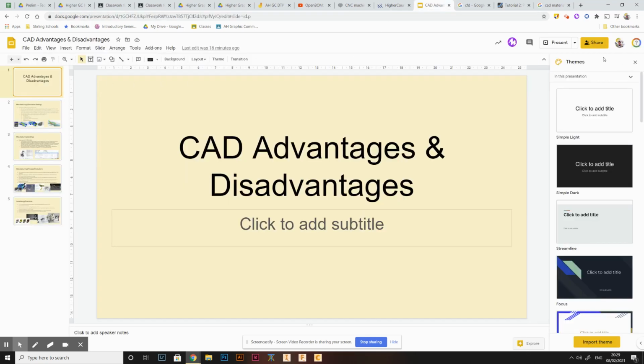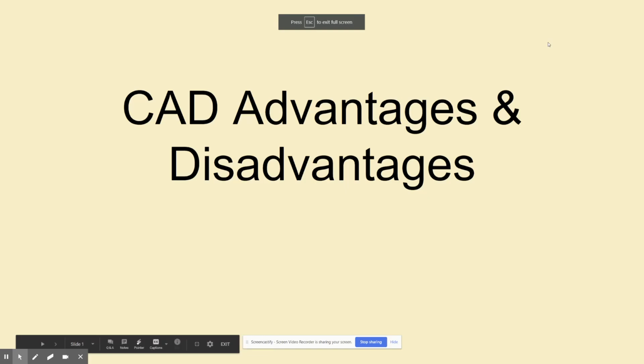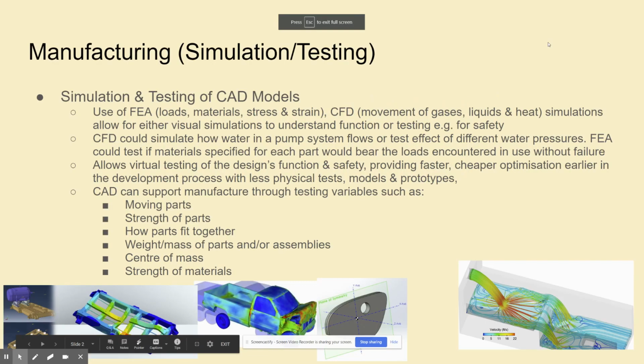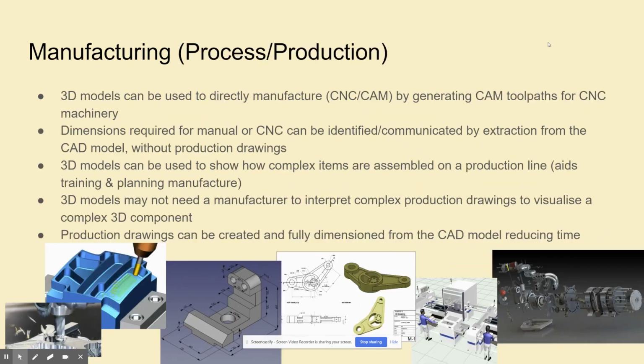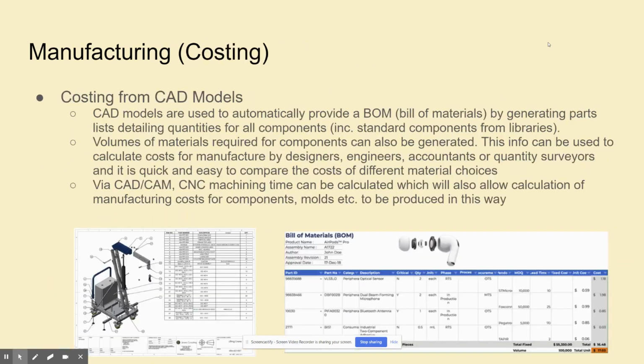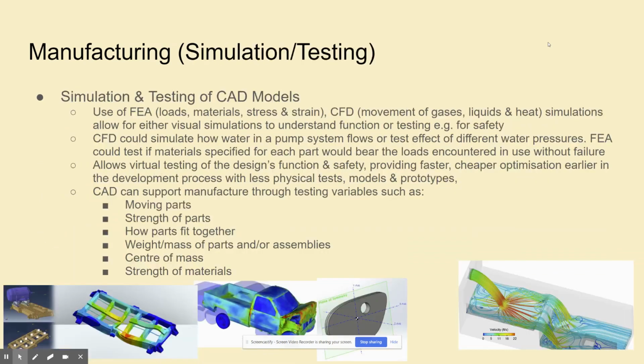So let's start by having a quick look through what we might be looking at finding advantages in. The first one would be manufacturing. We're going to look at manufacturing from a perspective of not just the process of actually making things, but the preparation for that, because a question about production or manufacturing might actually be looking for answers in relation to these points.